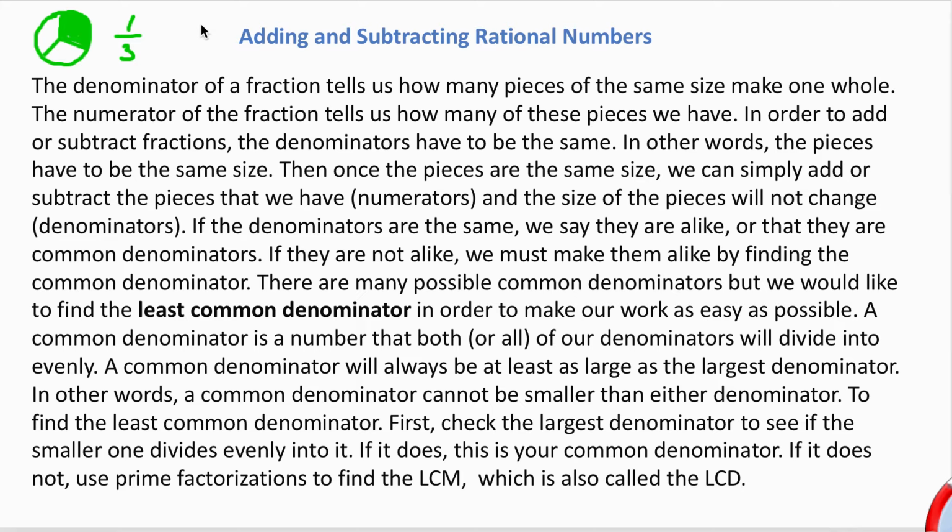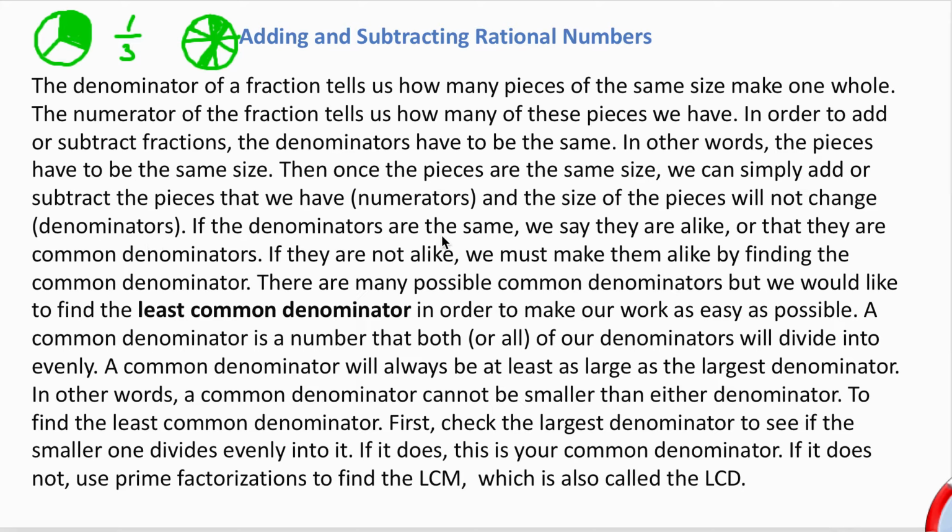If I can make the pieces of something I'm talking about, use your imagination, all the same size, then all I have to do is count how many pieces I have. Okay, so once the pieces are the same size, you can simply add or subtract the pieces that we have, the numerators, and the size of the piece, the denominator, is not going to change.